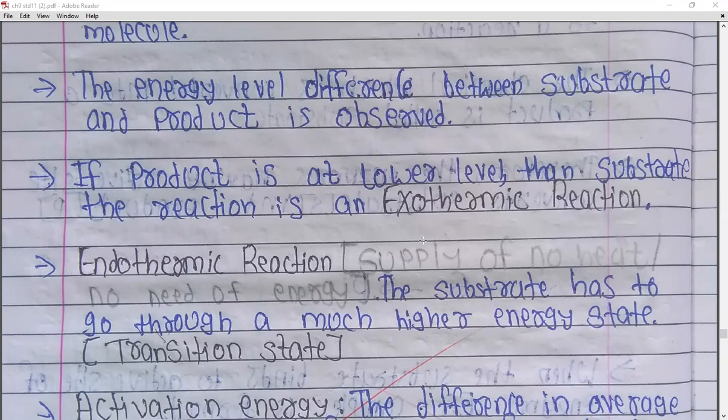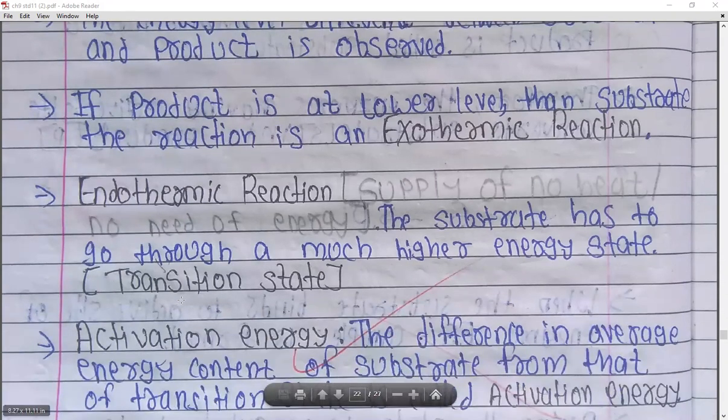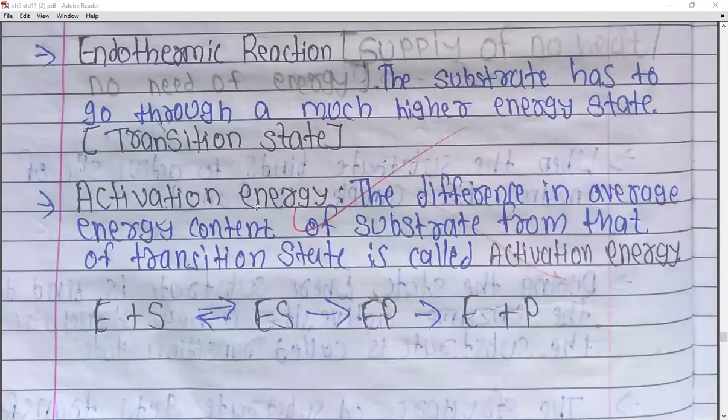So in the endothermic reaction, the substrate has to go through a much higher energy state, and that is the transition state. The reactions which go through a much higher energy state are said to be endothermic reactions, and they reach a state which is known as the transition state. Now there is also the presence of the activation energy. Before that, you need to understand what exactly activation energy is. The difference in average energy content of the substrate from that of the transition state is called activation energy.